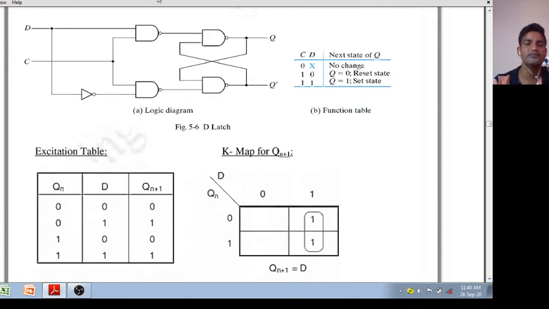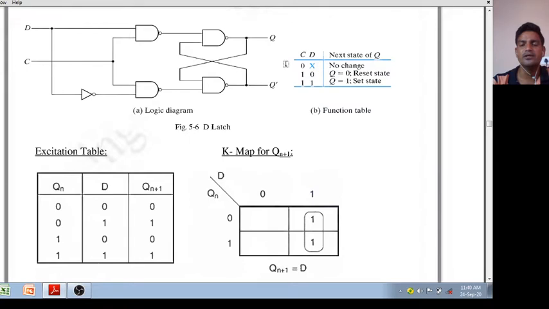This is your SR flip-flop. In D flip-flop, there is only one input. S equal to D and R equal to D bar.